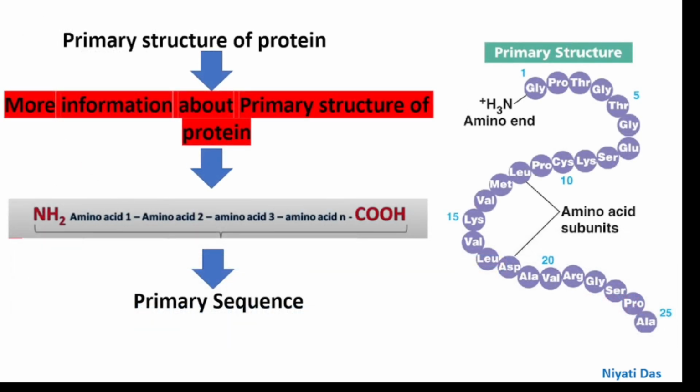The information of primary structure of protein can be obtained by sequencing the gene that encodes the protein. The information cannot be obtained by sequencing the protein itself.